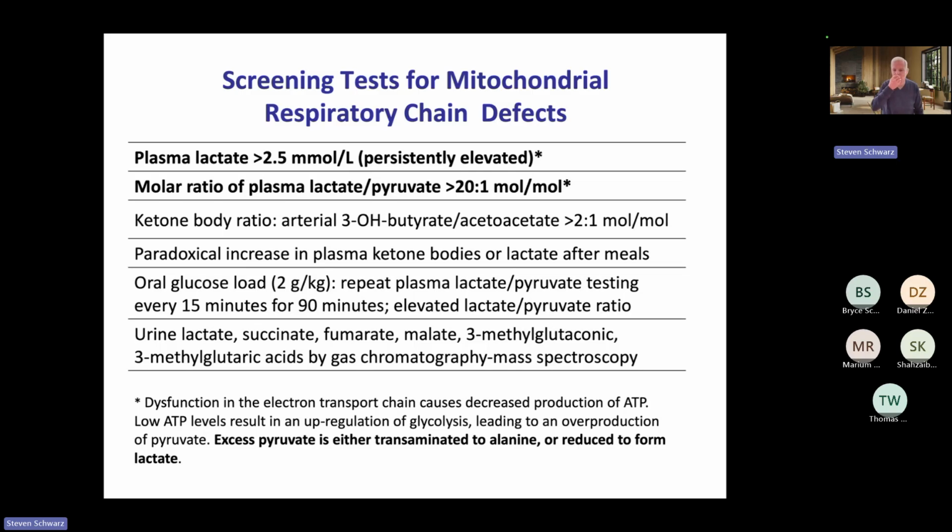And then a variety of laboratory signs. Dysfunction in the electron transport chain causes a decreased production of ATP. These low ATP levels result in an upregulation of anaerobic glycolysis, so you get an overproduction of pyruvate. I showed you that very early on. And that pyruvate can be transaminated to alanine, or more commonly in these disorders, reduced to form lactate. And that's why you get an elevated lactate.